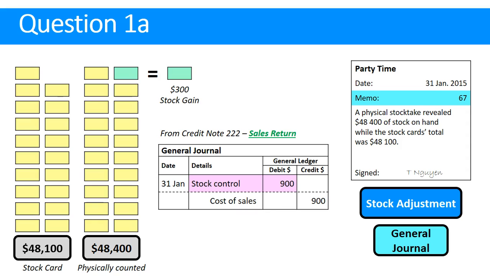So what we need to remember is that this stock card that says $48,100 now actually needs to have another $900 put into it. So really, there's not $48,100 in the stock card, there's $49,000 in the stock card. So what we've got now is if we're only going to count $48,400, we actually have a stock loss. We're missing $600 of stock. So that's what made this question so difficult. We had to take information from the previous question and apply it to this one.